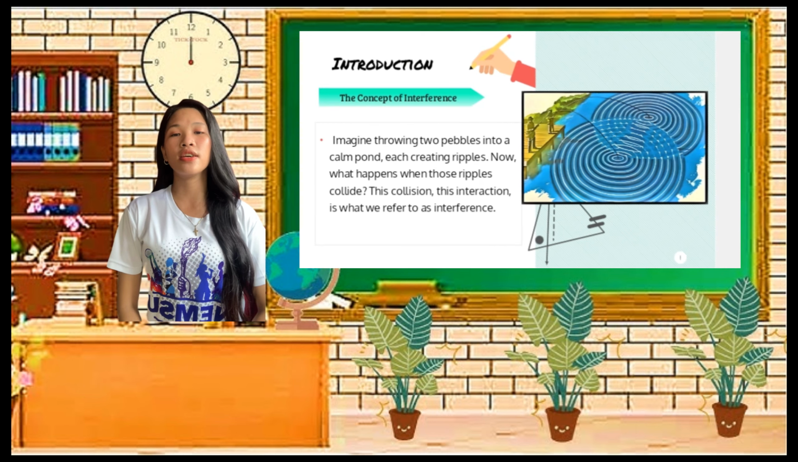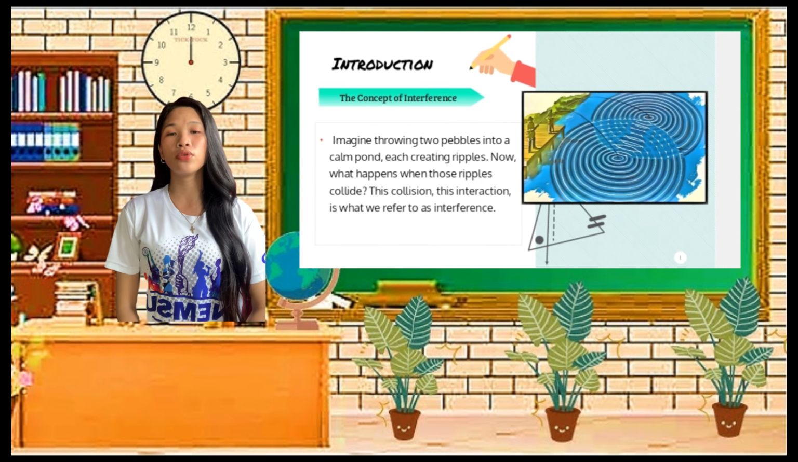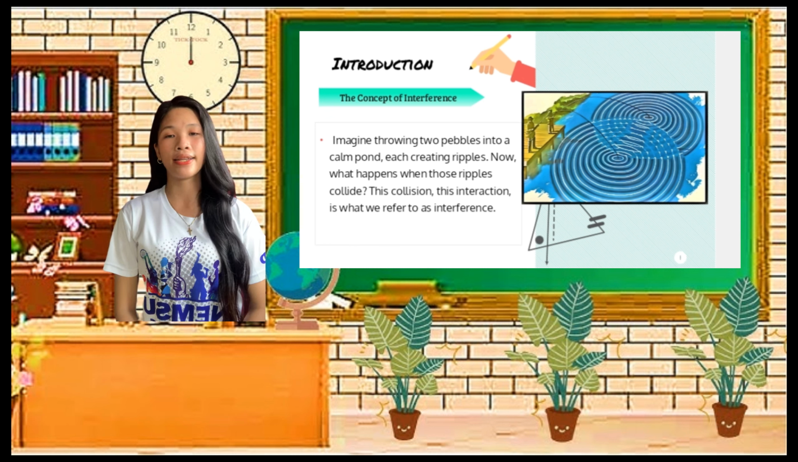Now, what is interference? Imagine throwing two pebbles in a can pan, each creating ripples. Now, what happens when those ripples collide? This collision, this interaction is what we refer to as interference.